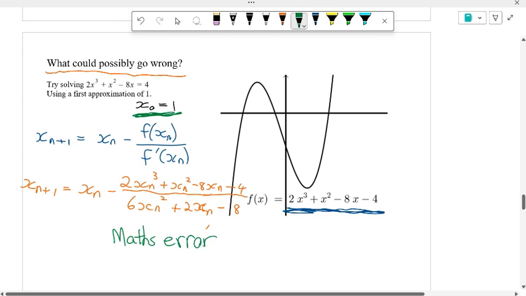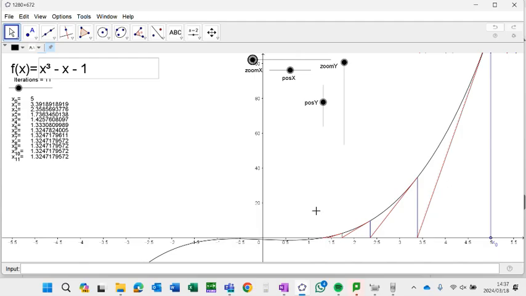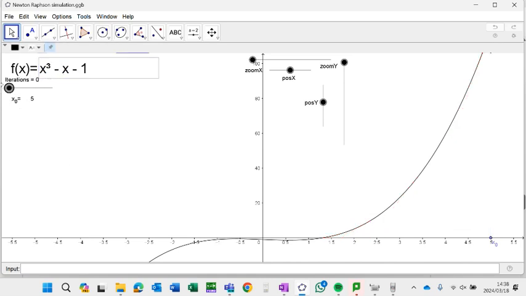Okay, and I'll tell you why. You get a maths error straight away. Okay, I'm going to show you why. I'm going to type this particular function in: 2x cubed plus x squared minus 8x minus 4. Sorry guys, give me 2x cubed plus x squared minus 8x minus 4. Okay, I'm going to take that back to 0.